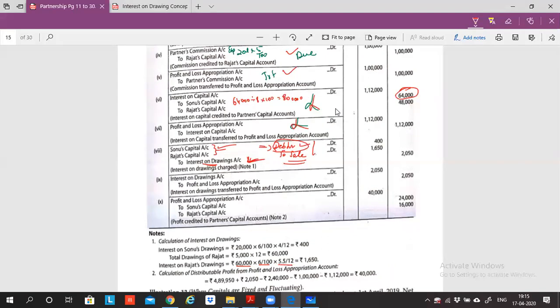On what principles do you record debtors to sale? This is the same principle you record Sonu's capital, because this is the money we have to receive from Sonu and Rajat. So we need to debit the person from whom we have to receive the money and credit income. This is the first entry. The second entry will be transferring income to the P&L appropriation account. So this is the due entry and this is the transfer entry. Are we clear with this?